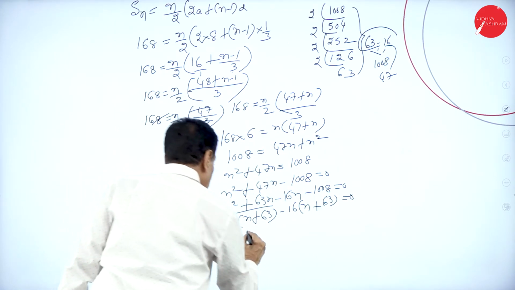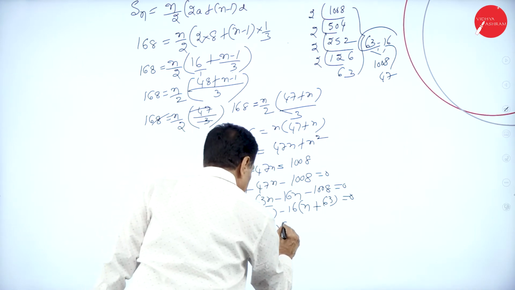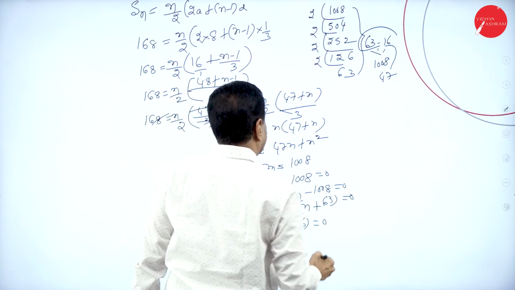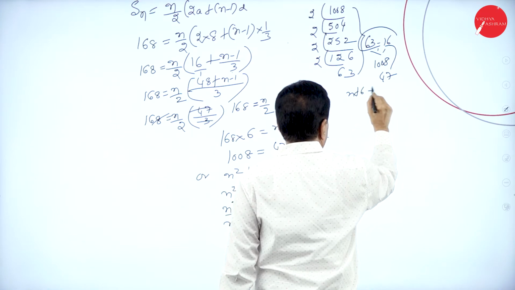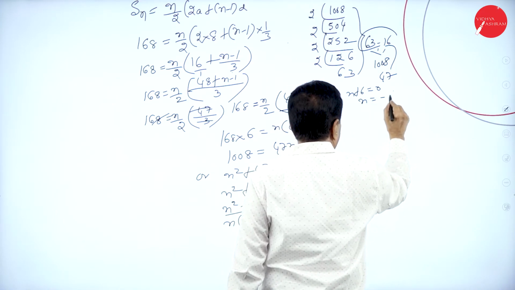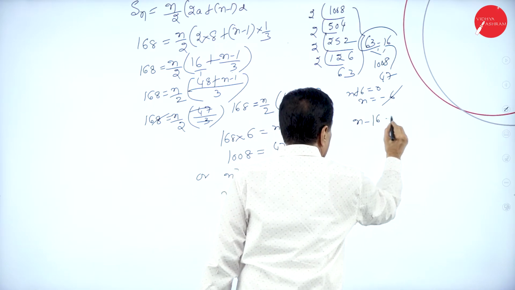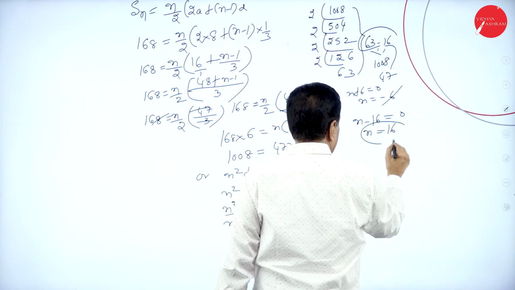So what is left over? N plus 63, n minus 16 is equal to 0. Next step. N plus 63 is equal to 0, n is equal to minus 63. Negative cancel. N minus 16 is equal to 0. N is 16. This is the answer he wants.